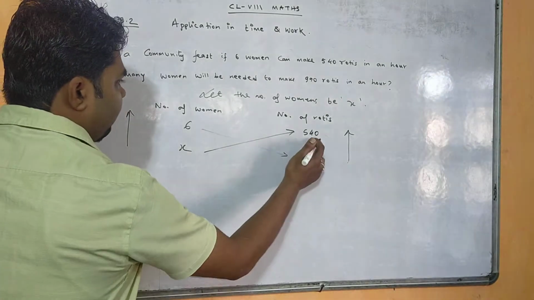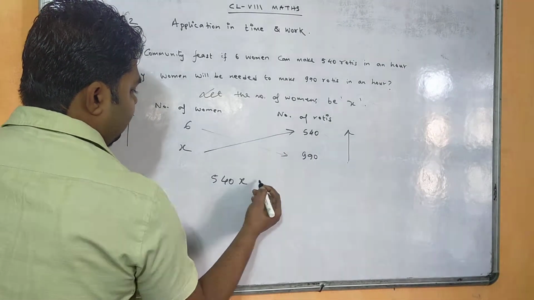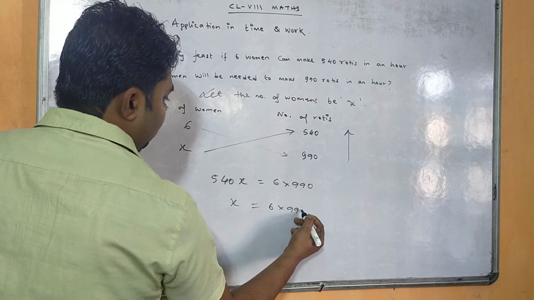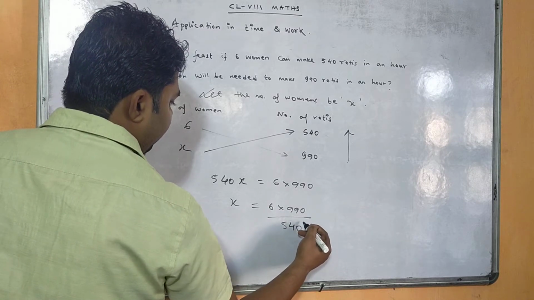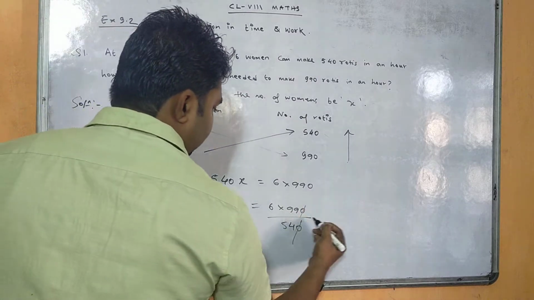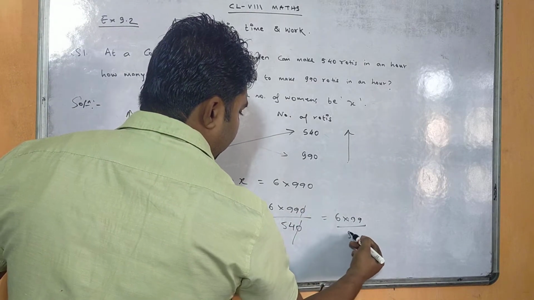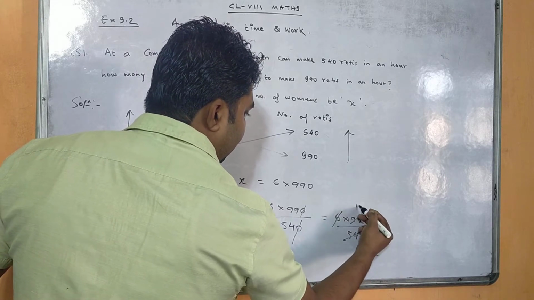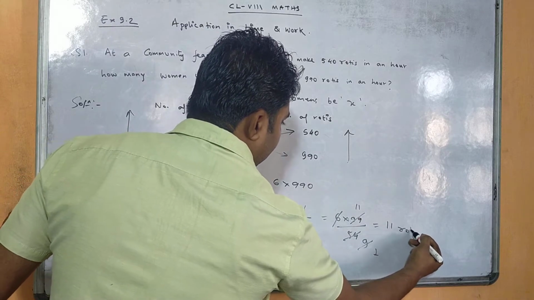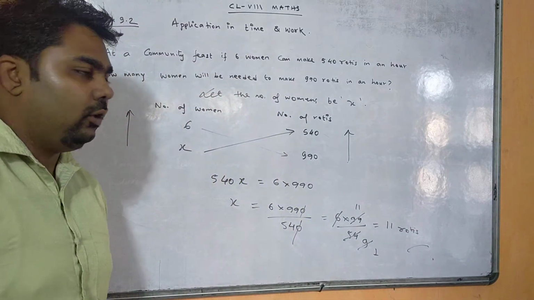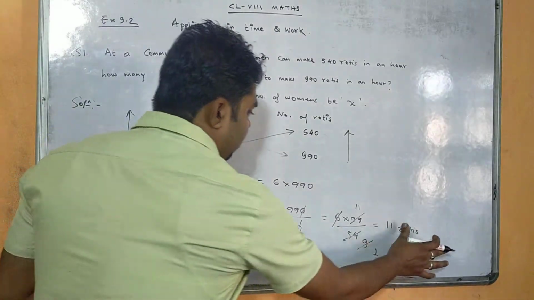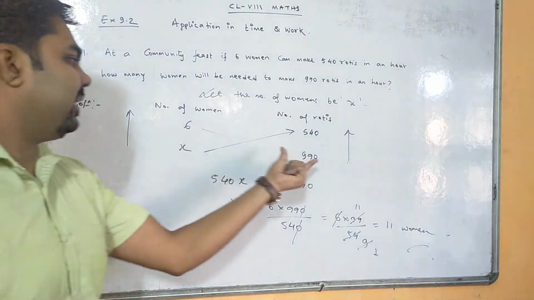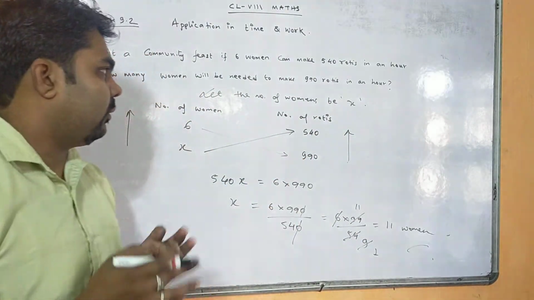When you cross multiply, that means 540 into x, that is 540x, equals 6 into 990, or x equals 6 into 990 divided by 540, right? 0 and 0 got cancelled. Now 6 into 99 by 54 is left. 6 1 is 6, 6 9 by 54. Again 9 1 is 9, 9 11 is 99, that means 11 is the answer, right? So how many women will be required? 11 women, not 11 rotis, 11 women will be required to make 990 rotis. So this was our required answer.